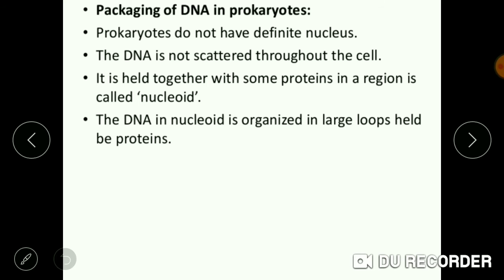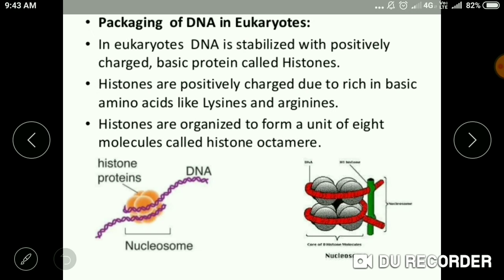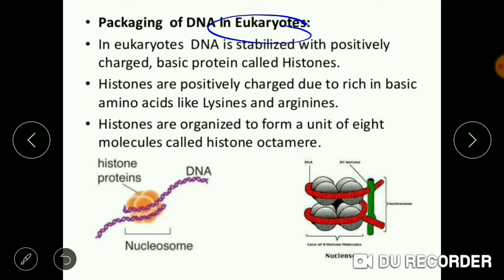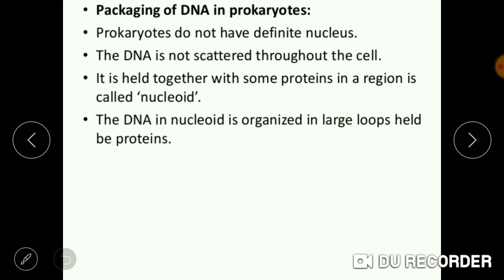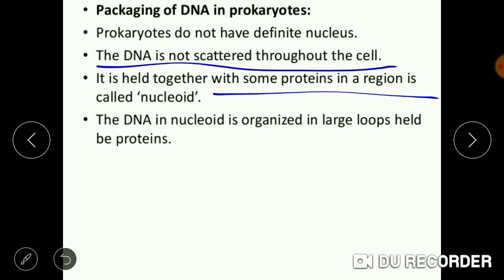Now we move on to packaging of DNA. How does the packaging of DNA occur in case of prokaryotes and in case of eukaryotes? We'll first talk about prokaryotes. Prokaryotes do not have a definite nucleus, so the DNA is not scattered throughout the cell. It is held together with some proteins in a region called the nucleoid. The DNA in the nucleoid is organized in large loops held by proteins.